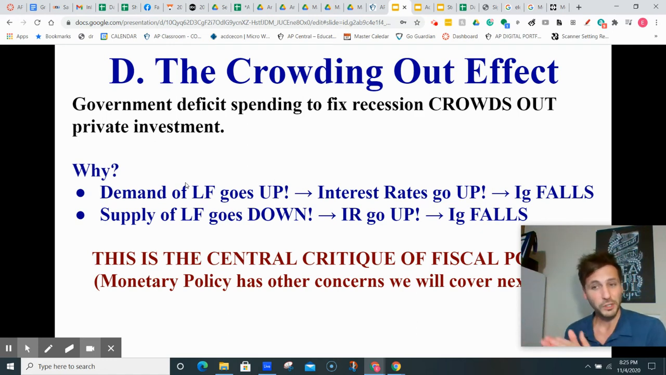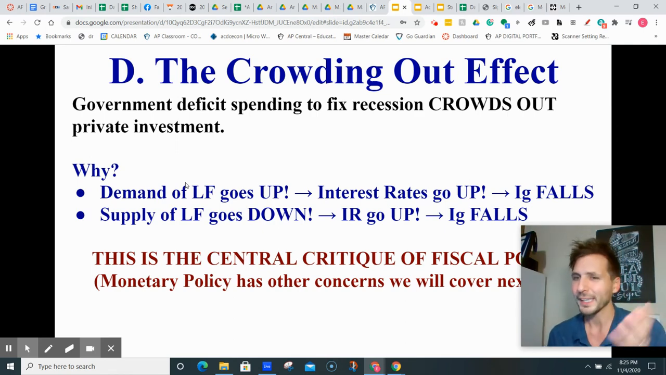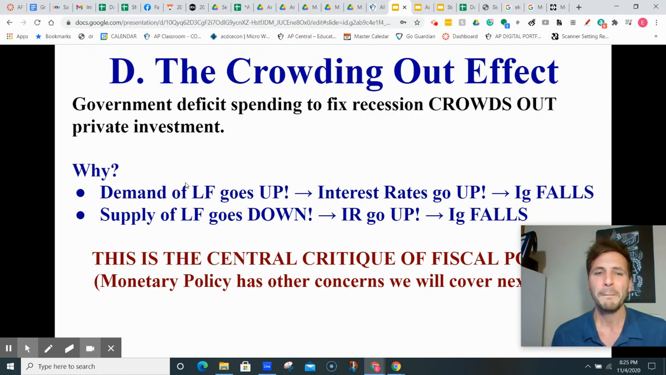And vice versa, when I showed you the supply shifting left, as a different shifter but the same factor, when that happens, interest rates rise as well. And when that happens, gross private domestic investment, or IG, falls, and it robs us of future economic growth.